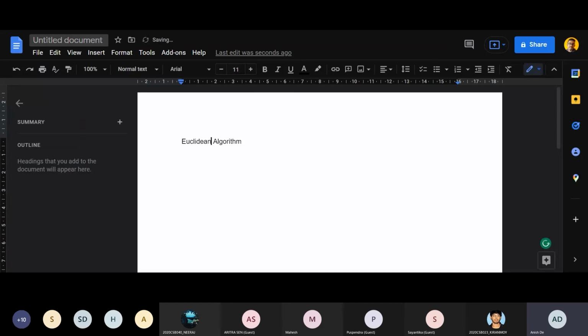Can anyone tell what approach or algorithm we can use for finding the GCD of two numbers? It can be in any complexity. What is the brute force complexity of finding the GCD of two numbers? Can anyone tell? I want it to be an interactive session, a two-way traffic, not a one-way traffic.